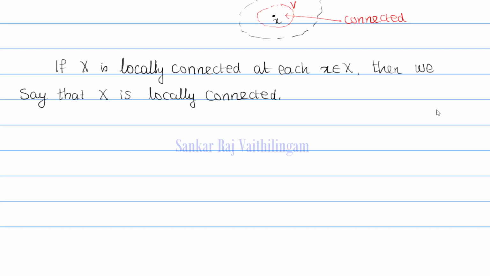Just to see this, here is an example. Capital X is equal to the closed interval [0,1] union [1,2]. So this is not connected, but it is locally connected.